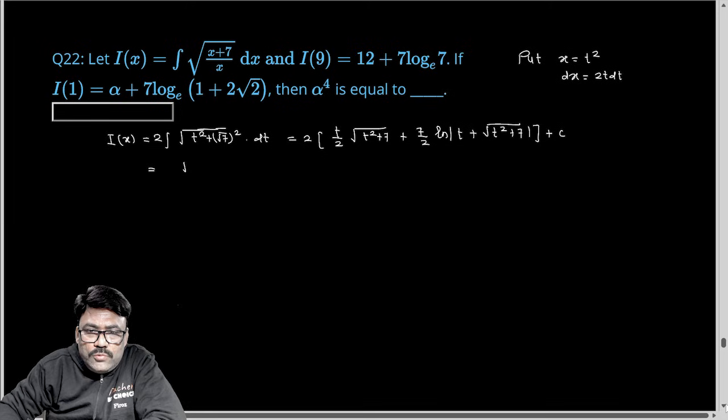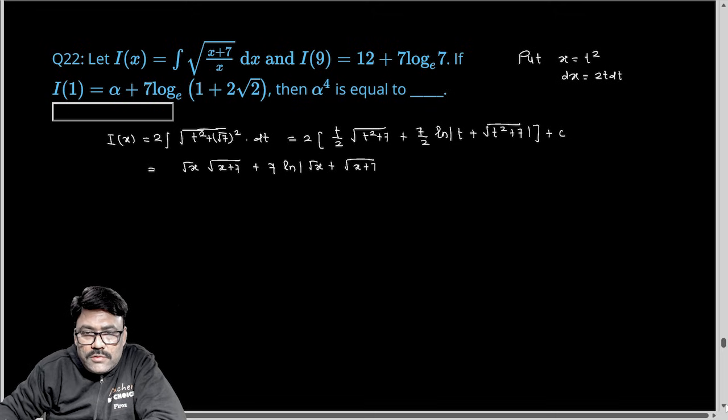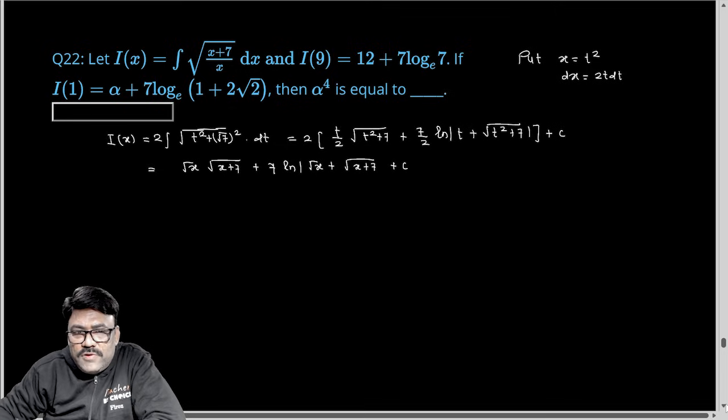So you will get root x under root x plus 7, plus 7 log mod root x plus under root x plus 7, and then plus c. This is Ix.